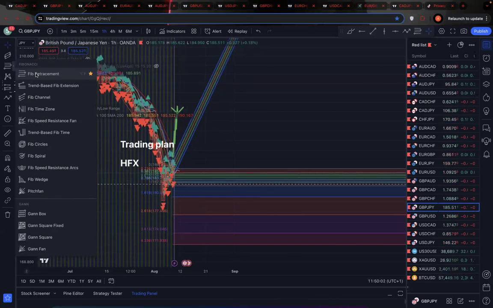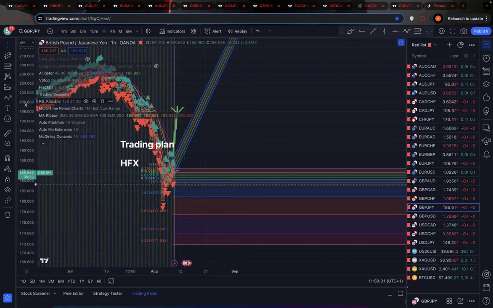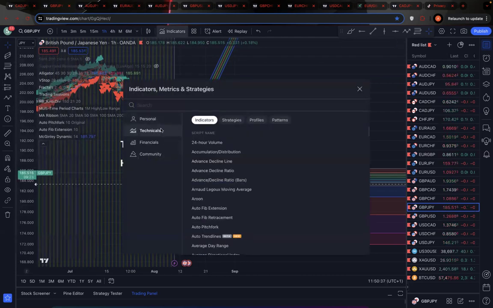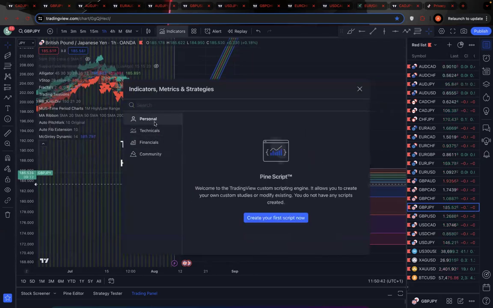Do you understand? So you have other ones like trend-based fib extension. This is all based on trend. So that basically means you should have trend attached to it. And then you have fib channel, fib zone, fib speed resistance fan, trend fib circle, fib spiral, fib fan, Gann box, Gann square, plenty of things. Yeah, if you come under here, you can see some other ones again. And more of these things keep coming, especially when you come to your indicators. More indicators keep coming.